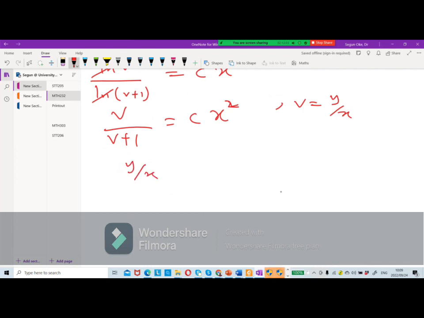That is y over x over y over s plus 1 is equals to what? If you solve this one, this particular one very well, you will have y over y plus x. So, which means I have y over y plus x equals to c s squared.